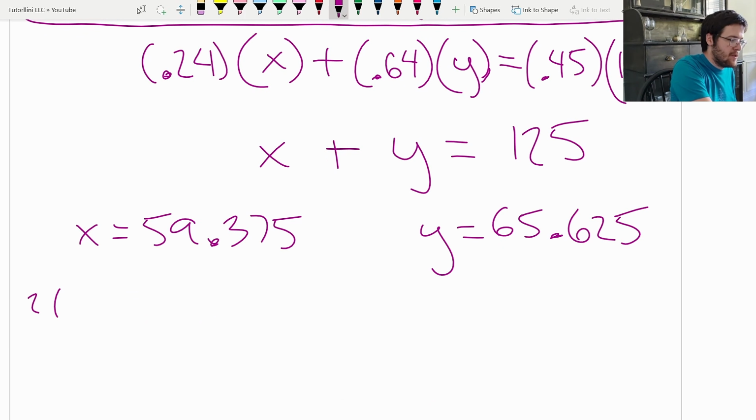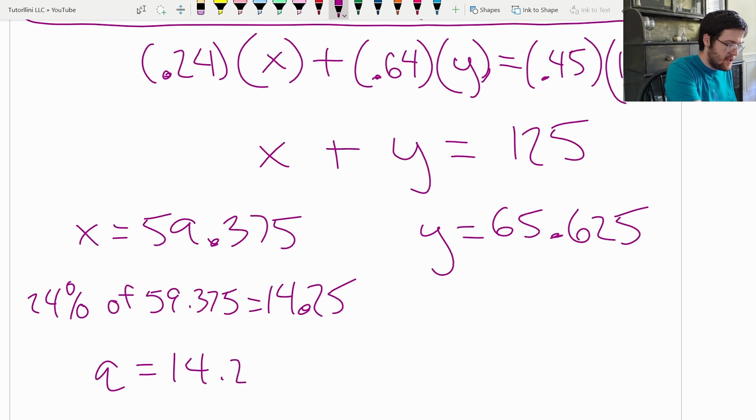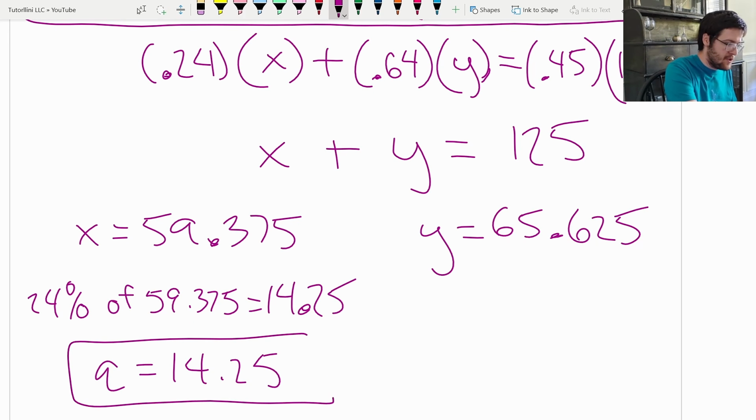So 24% of 59.375. You do 24 divided by 100, 0.24 times 59.375. It's basically just that first term up here. I'm getting 14.25. That's how much juice, so we'll call that A. That's how much juice is in the pure juice concentrate in the first one.